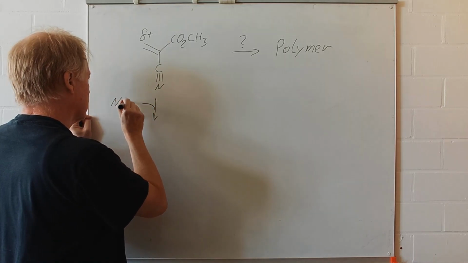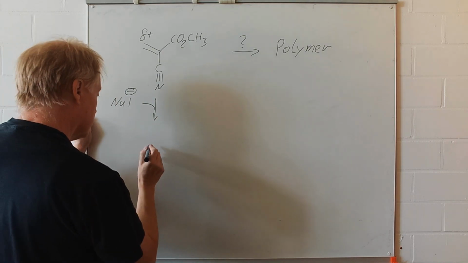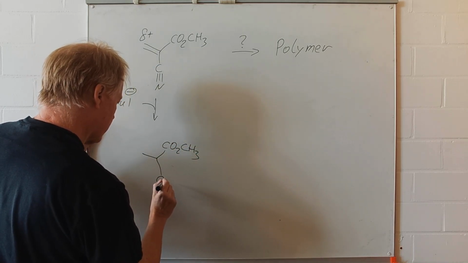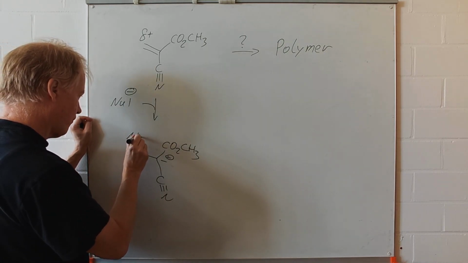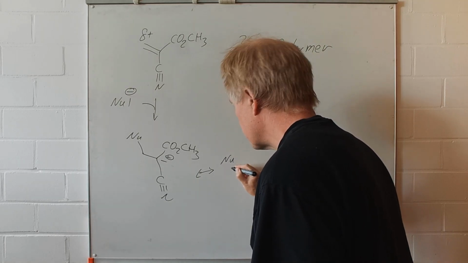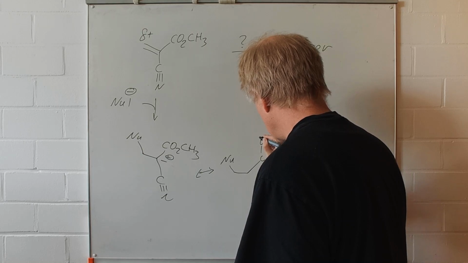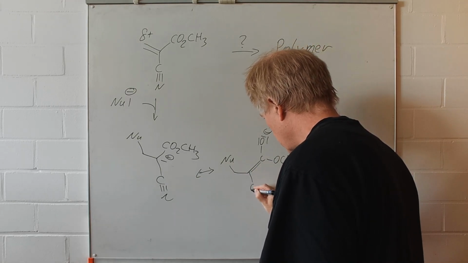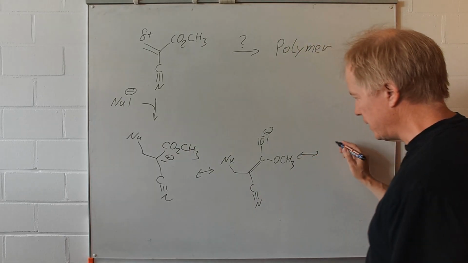and nucleophiles, best with an anionic charge, will react to give an anion like this, which is mesomerically stabilized to both sides, to the ester group and to the cyano group.